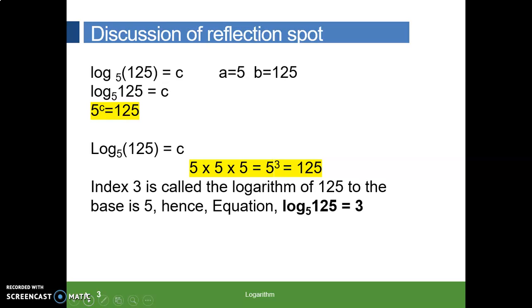Some of you may have written the answer is 3. Here we are saying 5 raised to the c power is equal to 125. So what does 5 have to be raised to in order to equal 125? To what power equals 125? And it returns 3, that is, 5 multiplied 3 times is equal to 125.